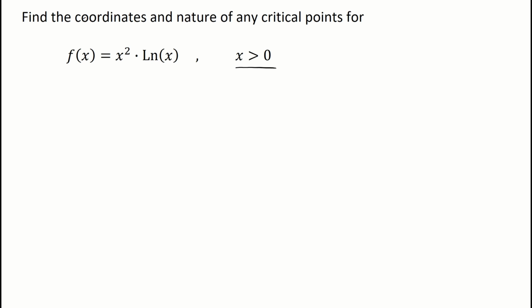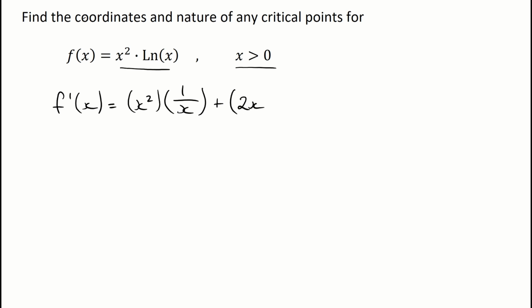Well, if we want the coordinates and the nature of critical points, we need to start by solving when the derivative is equal to 0. So if we differentiate this function, we have a product rule happening here. So if we do the product rule, we'll keep the first part the same and differentiate the second part. Now we know that when we differentiate the natural log of x, we just get 1 over x. And then we add on our derivative of the first part and keep the second part the same. And we need this to be equal to 0.